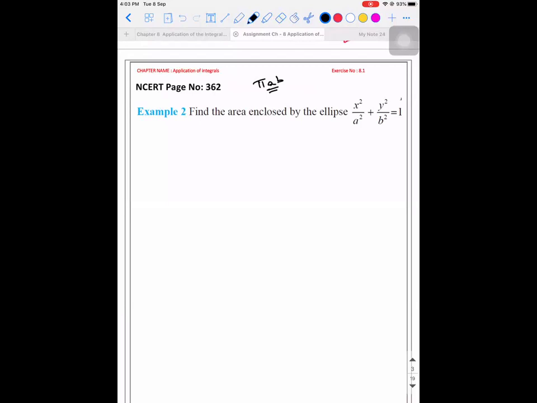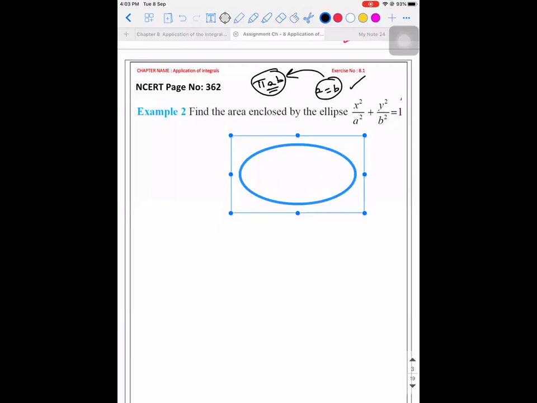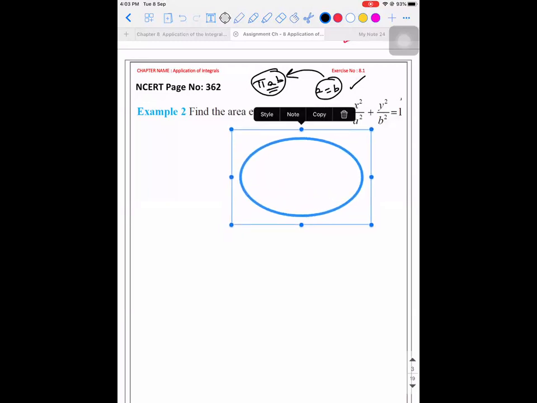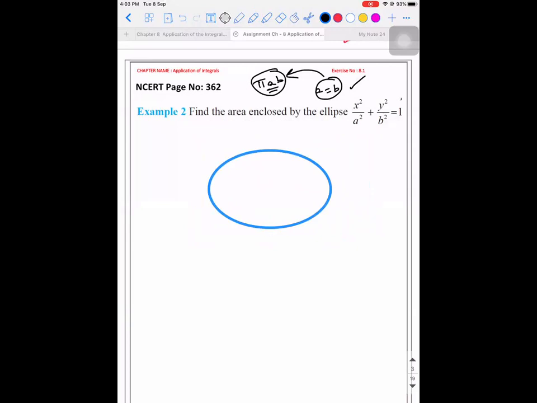Generally, can I say a circle is a special form of ellipse where a is equal to b? When a is equal to b, if we substitute here, what happens? It becomes pi R square, pi a square or pi b square, right? So this is why this is the area of an ellipse. If a is equal to b, it becomes a circle. Have this in your mind. So when you solve this, what are you supposed to get? The answer is supposed to be pi ab.